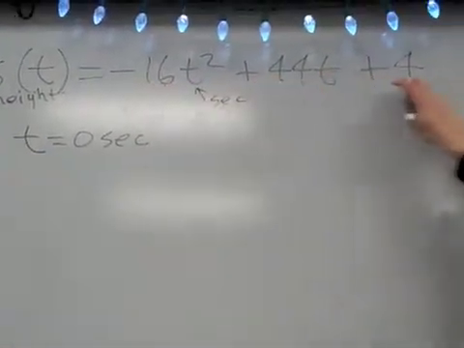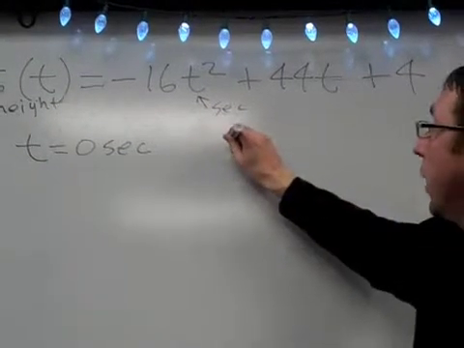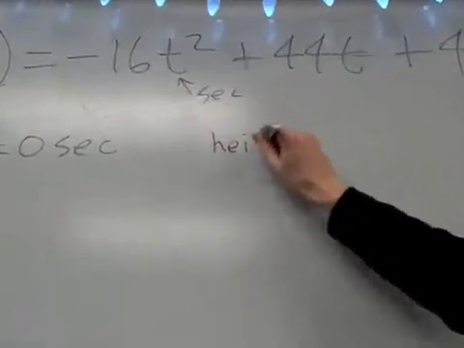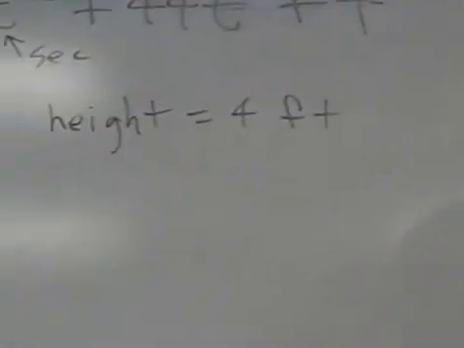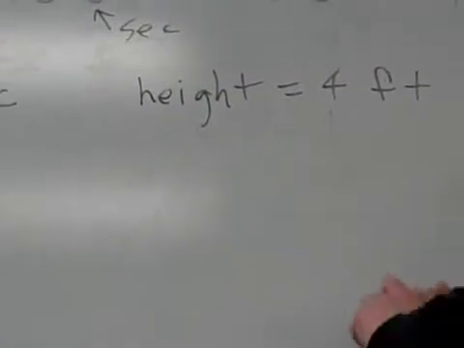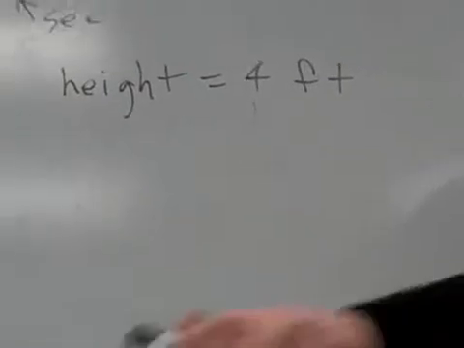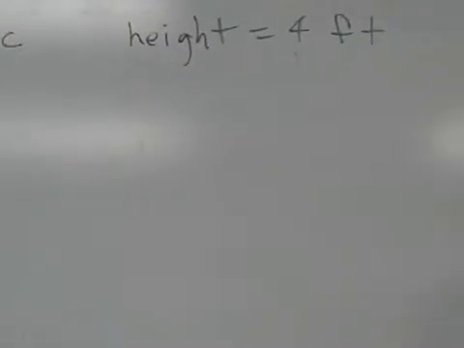When you plug 0 in, you get 4. So the height equals 4 feet off the ground, which makes sense because the baseball player is actually hitting it. So about 4 feet off the ground.